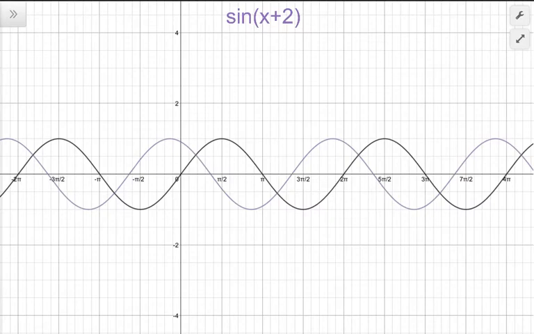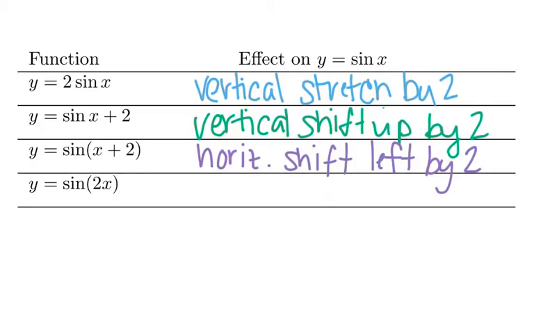It's kind of hard to tell because our axis here is measured in fractions of pi. But pi, remember, is this distance that I've just drawn in, is 3.14. So it's kind of close to 3. So if you think, okay, maybe about 2/3 of that distance, and that happens to be exactly how far our graph has been shifted to the left. So this was a horizontal shift left by 2. So go ahead and add that to the table here. Horizontal shift left by 2.